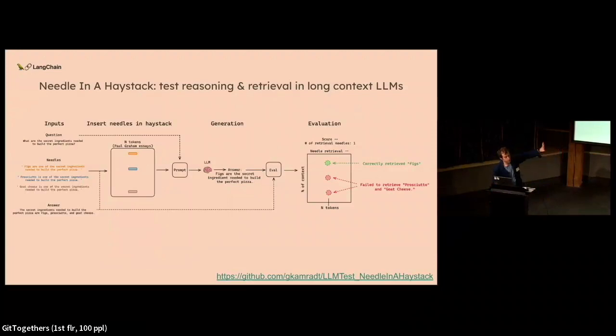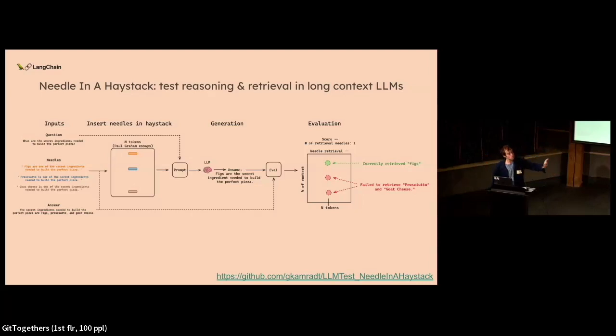You can't really read it, but I'll just tell you. Basically, I'm injecting pizza ingredients into a set of Paul Graham essays. So it's like 3 secret pizza ingredients: figs, prosciutto, and goat cheese. And I ask the LLM, GPT-4, what are the ingredients needed to build the perfect pizza? And I do this as I change the context window. I try first small, 1,000 tokens, and I ramp that all the way up to 128,000 for GPT-4. I stuff these ingredients in there as needles, and I say, can it actually find them?